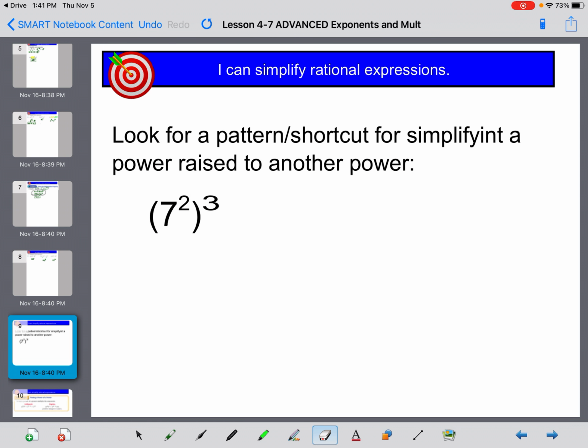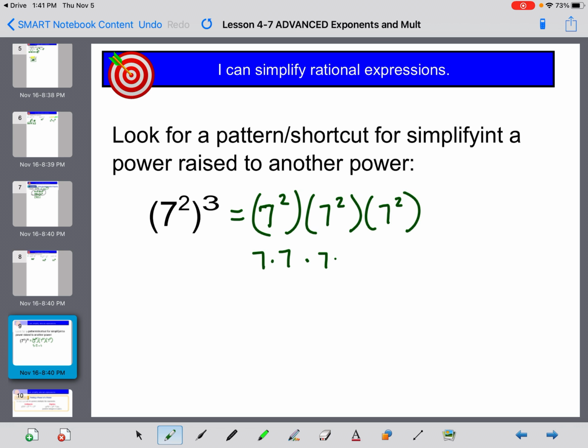All right, that's not the only rule you'll come in contact with. Here's another one. What if I have a power of 7 to the 2nd raised to another power? Well, the longhand version of that, what that means is take 7 to the 2nd 3 times. That looks like this. But I'm not done yet, because 7 to the 2nd is 7 times 7. 7 to the 2nd here is 7 times 7. And 7 to the 2nd here is 7 times 7. So really this equals 1, 2, 3, 4, 5, 6. 7 to the 6th power.